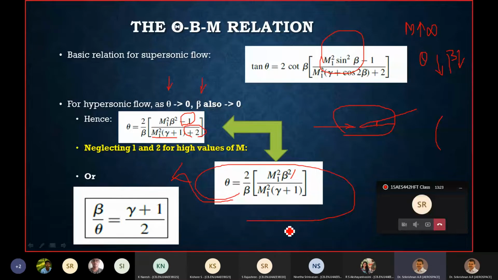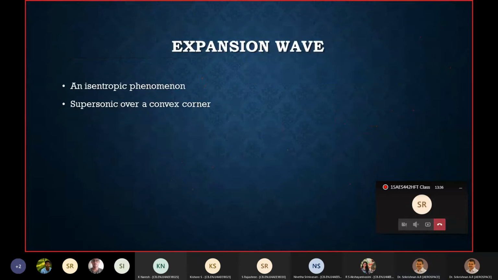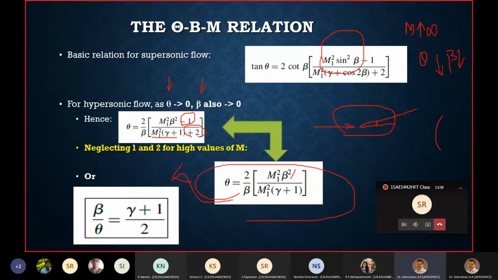So this is a simplified form for the otherwise complex theta-beta-M relation. Now, okay. Before going further, I'll pause for a minute. If you have questions or anything to be clarified from what we have discussed so far, you may please raise those.